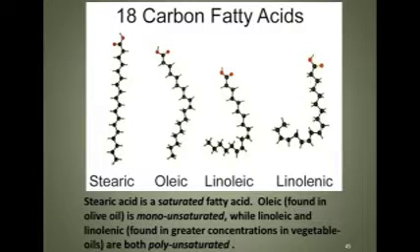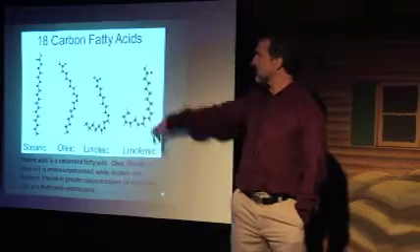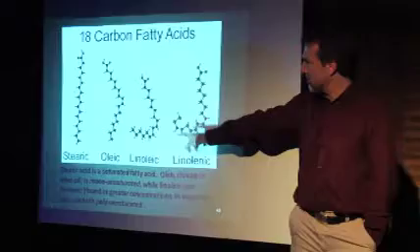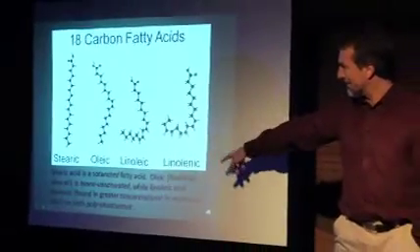So, 18 chain carbon fatty acids. The 18 carbons is the number of carbons that are in the molecule. With a saturated fat, you see something like you've got on the left. It's all straight like that. With monounsaturates or polyunsaturates, you get these kinky-looking molecules like these you see over here. And these might be names you recognize: oleic, linoleic, linolenic.